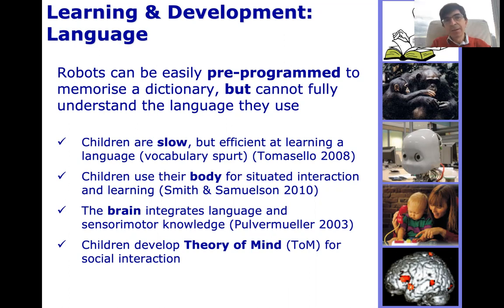Then children use their body for situated interaction and for learning, right? You will see in the video here that it's very important in some way to consider aspects related to social gaze, to pointing, but also to object use. So we try to model these kinds of embodiment strategies, body-centered strategies, in our robot models, and robots, of course, are suitable for this.